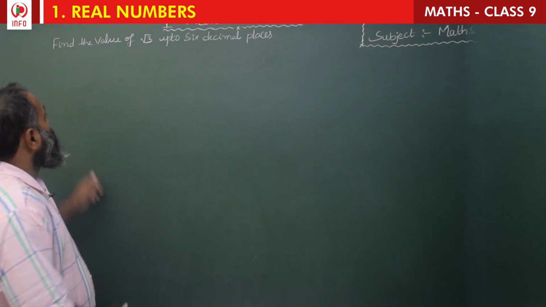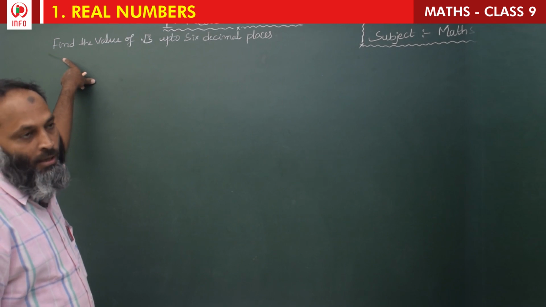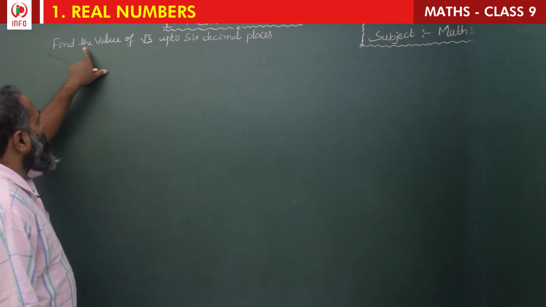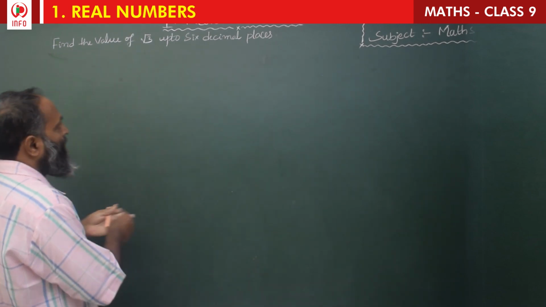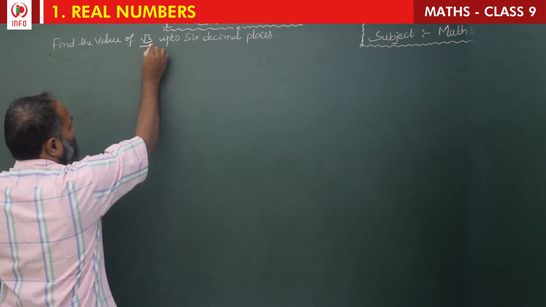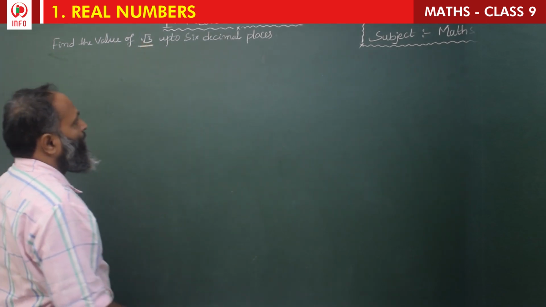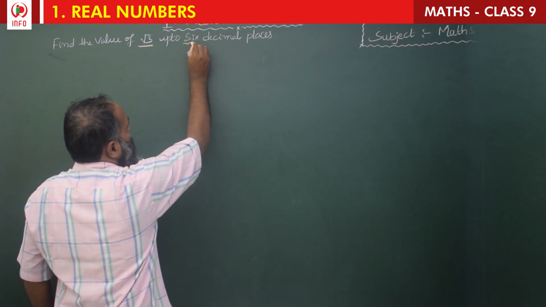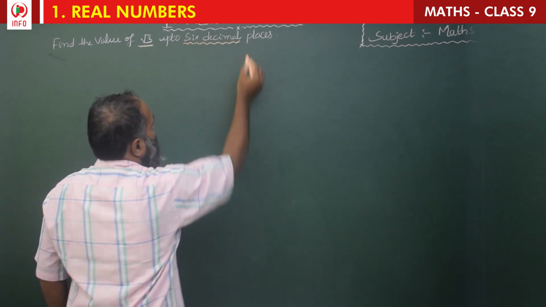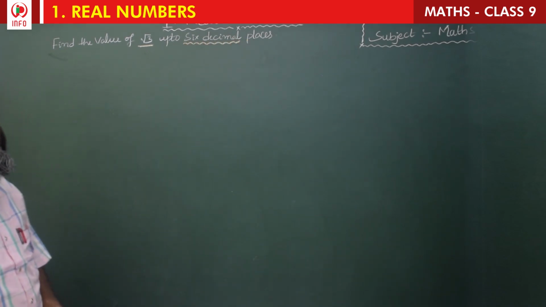So now the students see here. Try this activity. What he is asking: find the value of root 3. Root 3 value we should find up to how many decimal places? 6 decimal places.